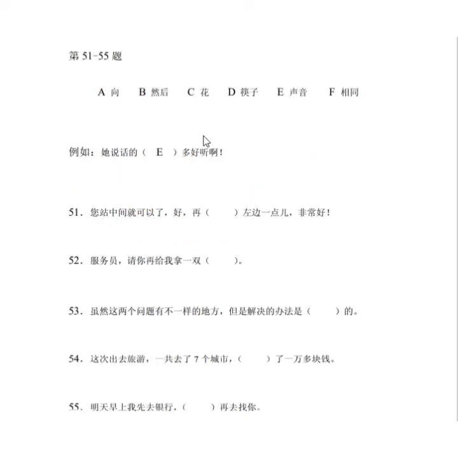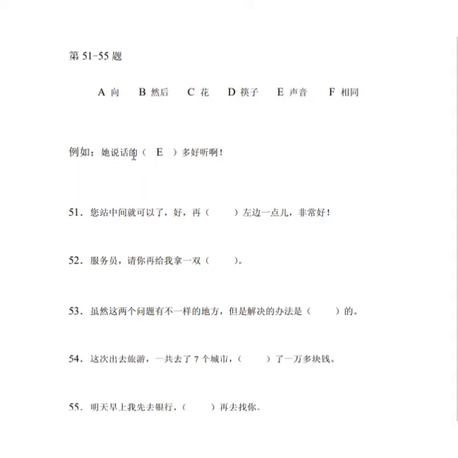And in part 2 of the reading section, we need to fill the given blanks with one of the given correct options. First, it is better to read out all of the options. A. Xiang means to or toward. B. Ranhou means then. C. Hua means to spend or flower. D. Kuaizi means chopsticks. E. Shengyin means voice. F. Xiangtong means same.